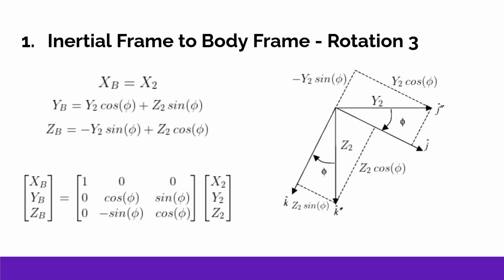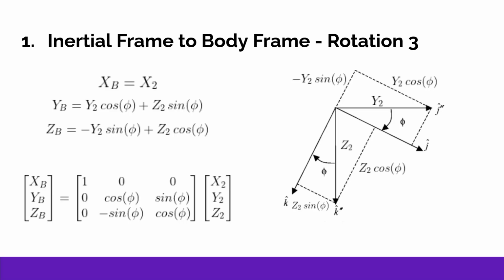So we're going to start with the second intermediate frame, and that is materialized by j double prime and k double prime, and that is going to be rotated by an angle phi or roll angle to yield the body axis system, and that is going to be materialized by j and k. So what we need to do is to project y2 onto j and z2 onto j as well, and then both z2 and y2 onto k. So we're rotating about the x-axis, so xb is actually equal to x2.